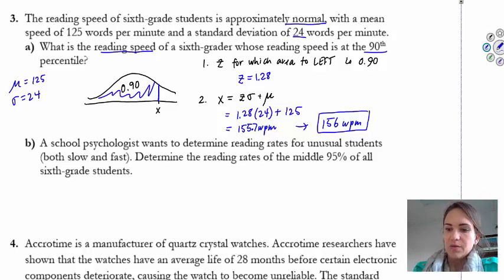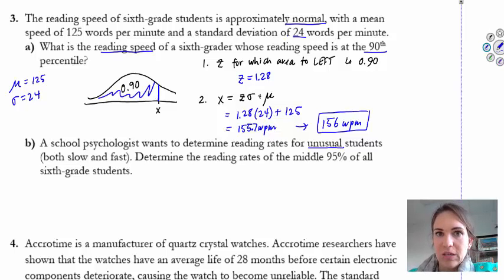Now the psychologist wants to determine reading rates for unusual students, and you may have experienced this in school where you go out to the classroom and you read with a reading teacher, a teacher's aide, and they just kind of count how many words you can read in a minute, how many mistakes you make, give you an accuracy, and then if we have somebody who's unusual, either high or low, we might give them a little extra attention, either to catch them up or to keep them from getting bored.